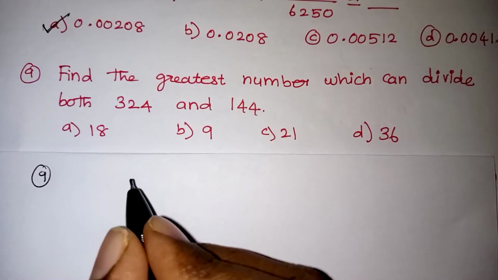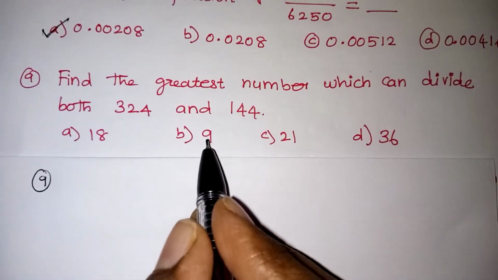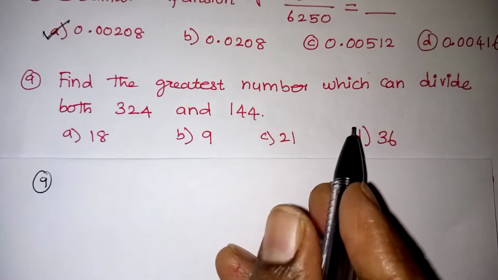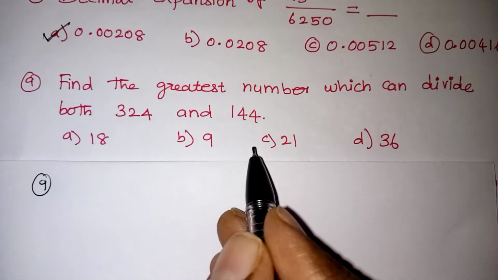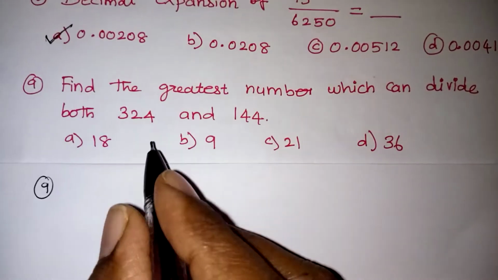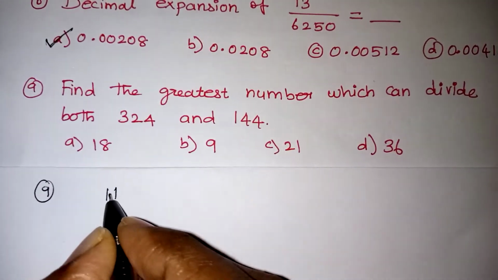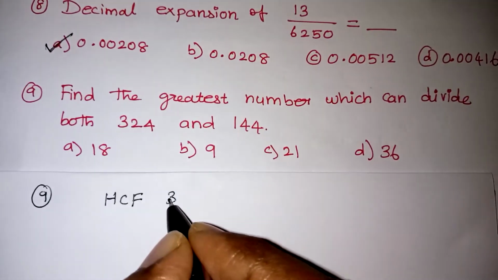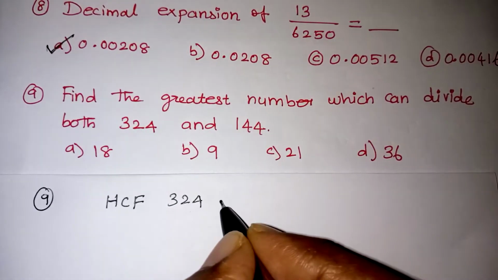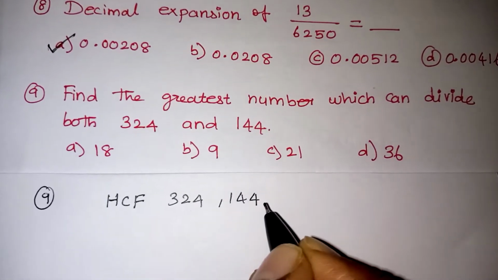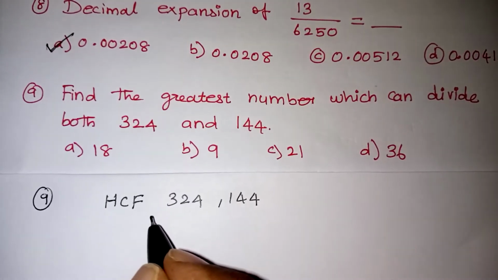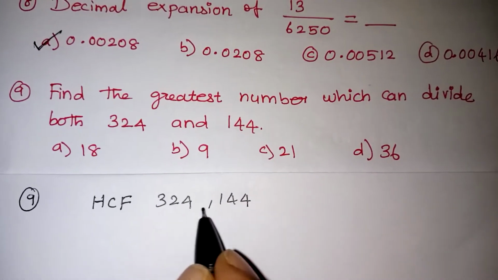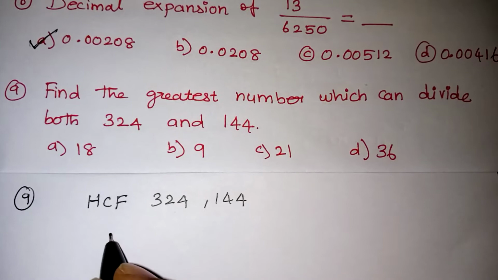So here comes our next question. Find the greatest number which can divide both 324 and 144. We need to find one number that should divide these two numbers, that is nothing but the HCF. Only the HCF of both numbers will divide those numbers. So the HCF of 324 and 144 we need to find out. Using Euclid's lemma, it's very easy to find it. Look at these two numbers: which is the big number? 324 is the big number.